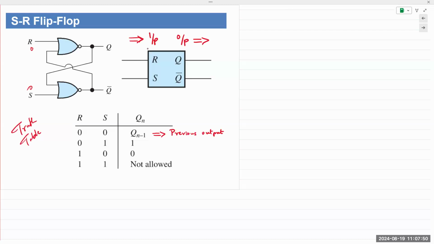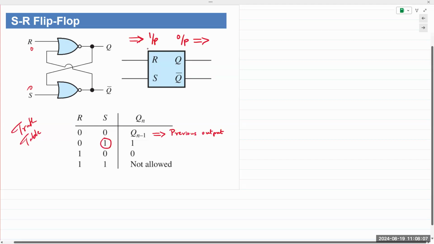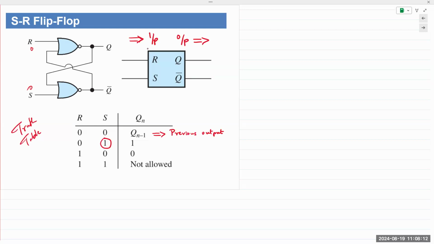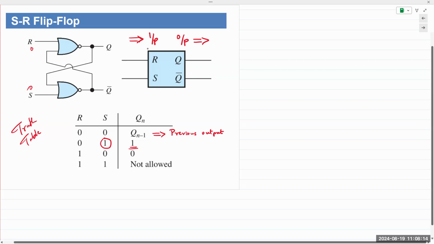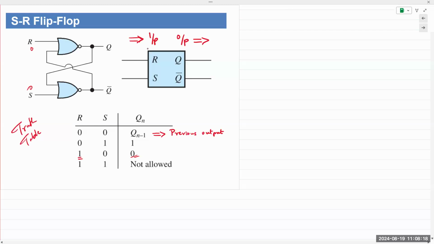In order for the output to change, you can apply 0 and 1 to R and S. So reset is 0, set goes to high, then the output Q goes high, which of course is where the name comes from. You set input 1, output goes to 1. Your reset goes to 1, output is reset to 0.